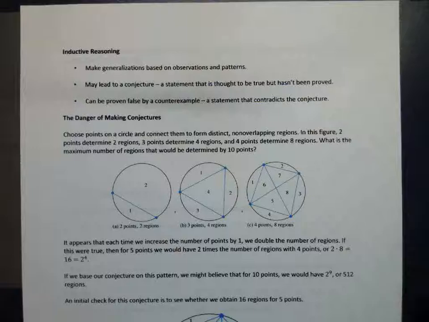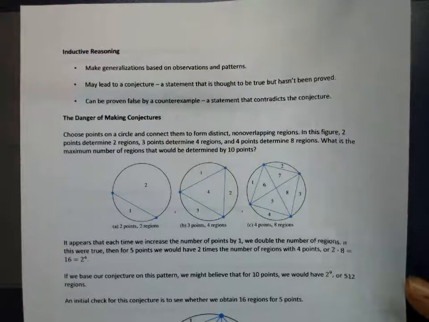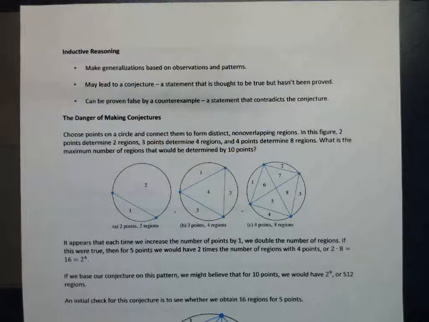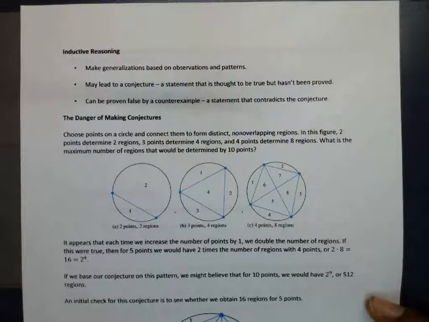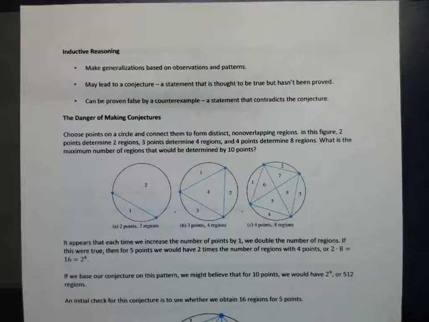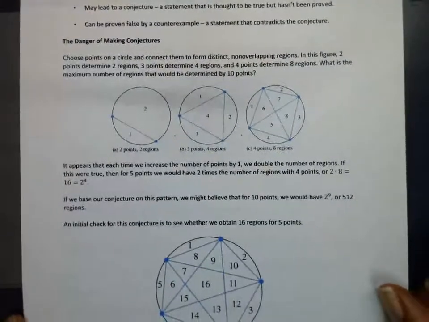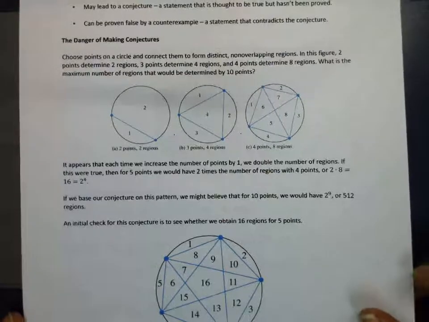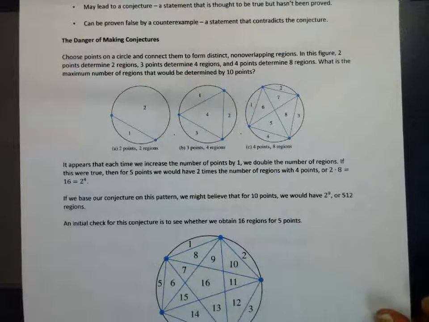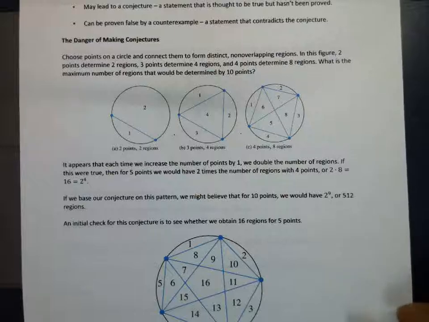So it does appear that each time we increase the number of points by 1, we double the number of regions. If this were true, then 5 points would have 2 times the number of regions with 4 points, or 2 times 8, which is 16, or 2 to the 4th. And then if we base our conjecture on this pattern, we might believe that for 10 points on the circle, we will have 2 to the 9th, or 512 regions.